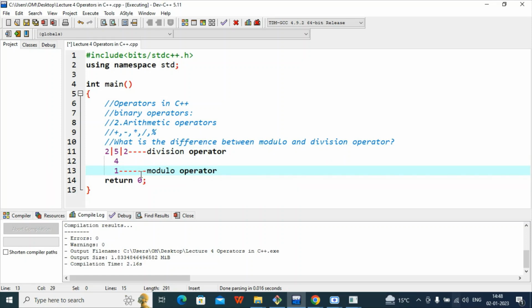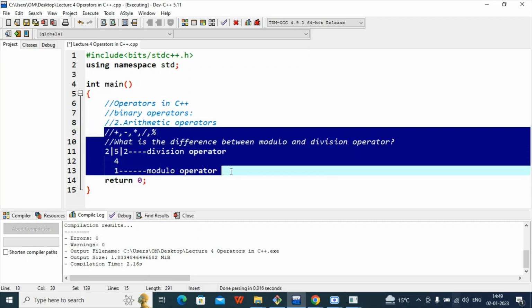Yeah, I think you got it very nicely now. I think you're clear with it, right? Okay. Now, let's proceed forward to the third binary operator.